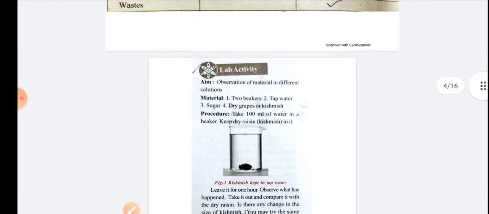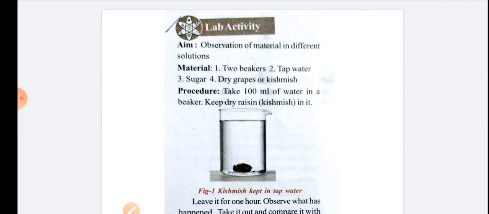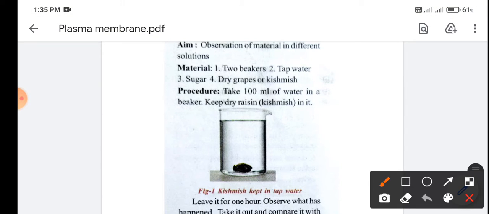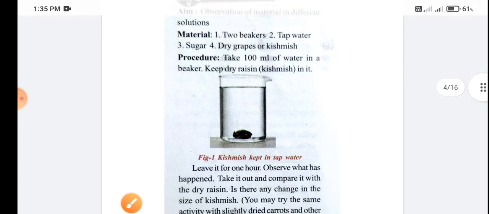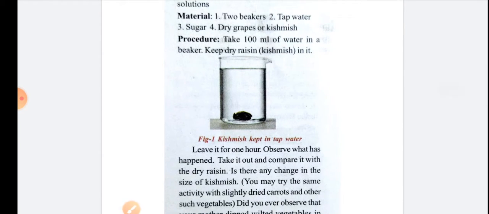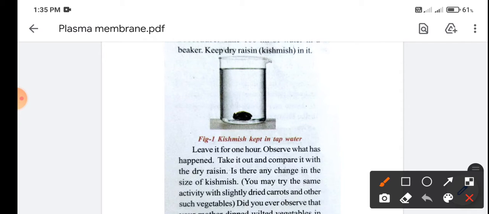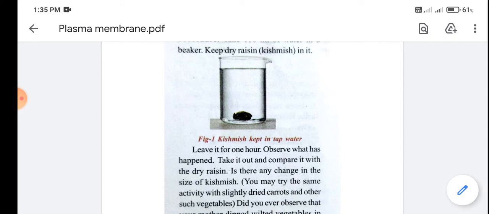Now, let's see the lab activity. Firstly, prepare a sugar solution in a beaker. To perform this activity, we need 2 beakers, tap water, sugar and kismis. Take 100 ml water in a beaker and keep kismis in it. Leave it for an hour.